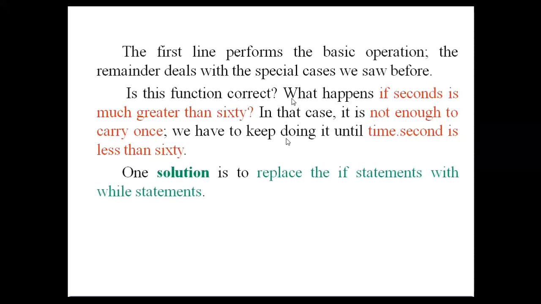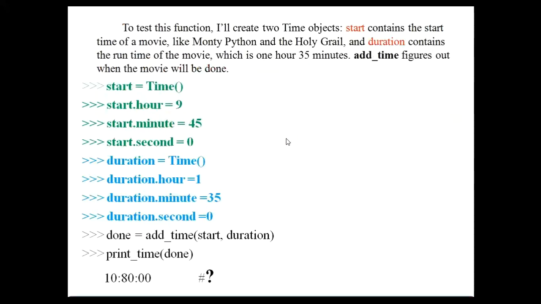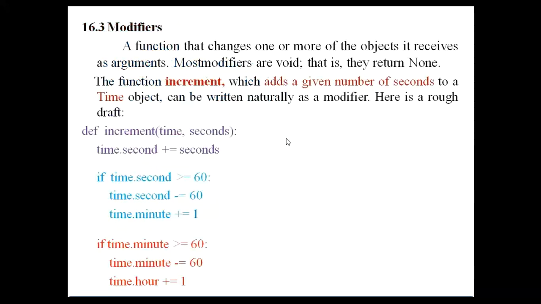So is this function correct? What happens if the seconds is much greater than 60? In that case, it is not enough to carry once, and we have to keep doing it until time.second is less than 60. Let us take a simple example. In the previous case, we considered a value of 80. In order to handle this special case, this snippet is enough.